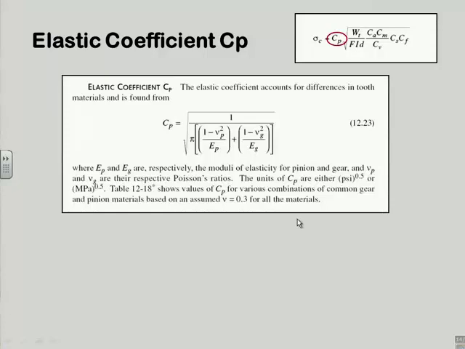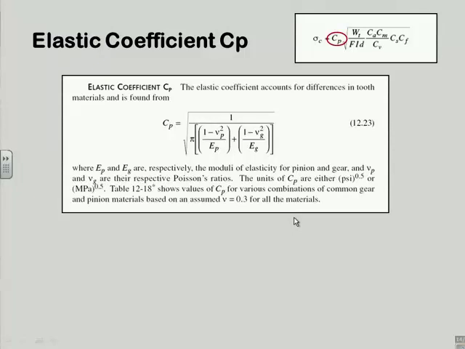Let's take CP first. This is called the elastic coefficient, and it accounts for differences in tooth materials. And there's this messy equation to calculate it. And if you look at the equation, you'll see there's only really two things in it. There's the Young's modulus in two flavors, one for the pinion, one for the gear. So this accounts possibly for two different materials between pinion and gear, which is not unusual, or they could both be the same. And v is, of course, Poisson's ratio, and again, we could have a slightly different ratio for pinion and gear if the materials were different. And pi is thrown in there for good measure.